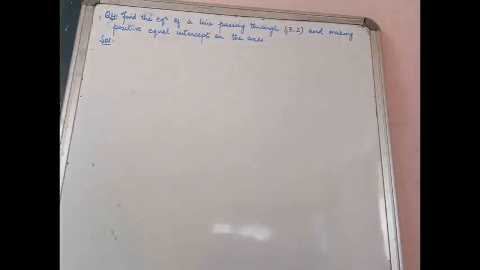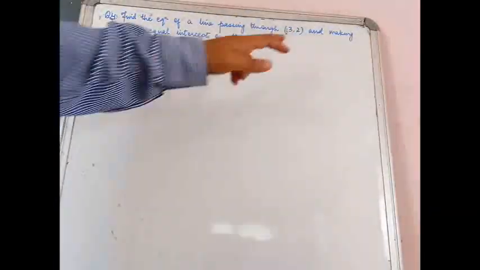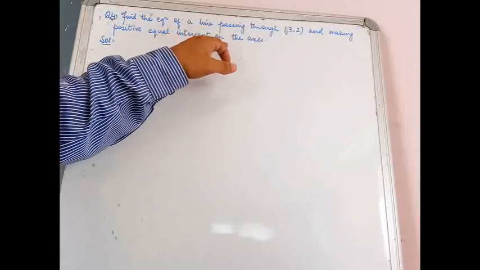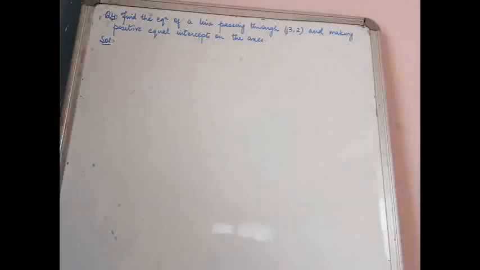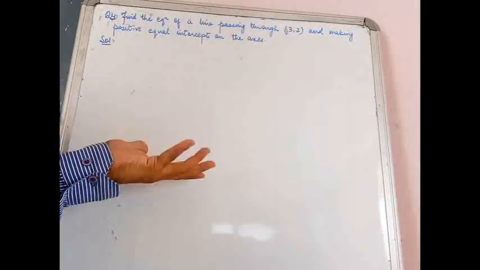Now let us continue with the next question. Find the equation of a line passing through this point. Again one point is given, and making positive equal intercepts on the axes. Once again you cannot directly apply any particular form because 2 points are not given, and 1 point and slope is not given.